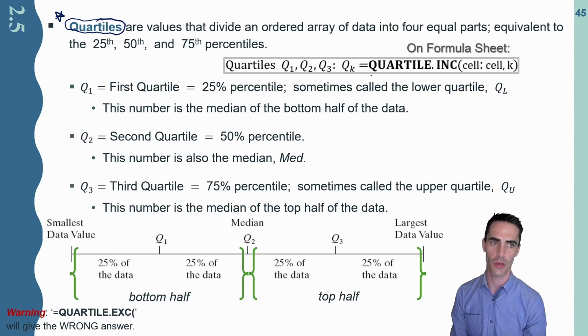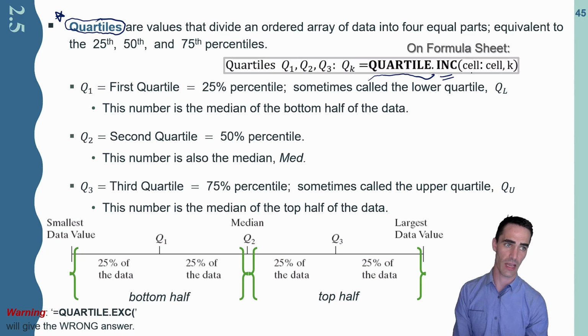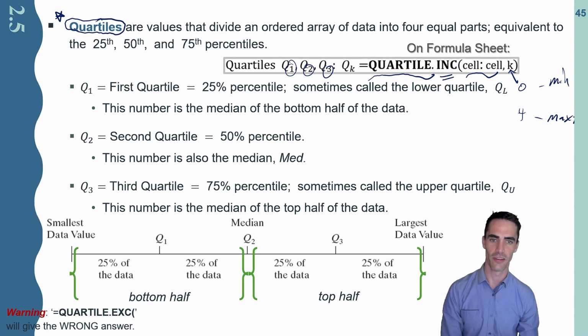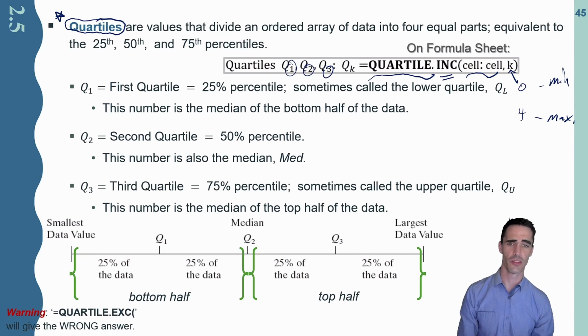Excel has a function for you. It looks like this: QUARTILE.INC, just like percentile, and it has the same relative inputs that we put in our cells. But this time for K, instead of putting in what percentile we're interested in, we're going to put in either 1, 2, or 3, depending on what quartile we want. A little bonus tip for you: you can also type in 0 and 4 for the min and max, but we'll get to that at a later date.